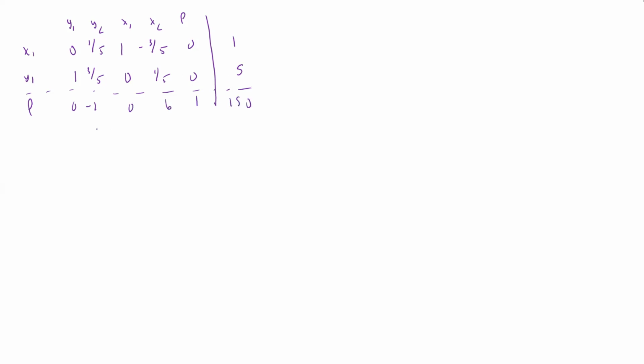All right, so now we look at the most negative, it's that one. And so we're going to take, in this case, the quotient is going to be 1 divided by 1/5, so that's going to be 5. And here we have 5 divided by 3/5, and so that's going to be 25 over 3. So this one actually is the smallest, so that means we're going to work with that one as our pivot point. So we're going to enter here, and we're going to exit here.